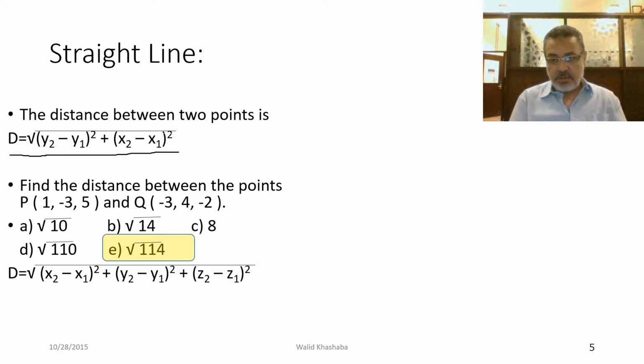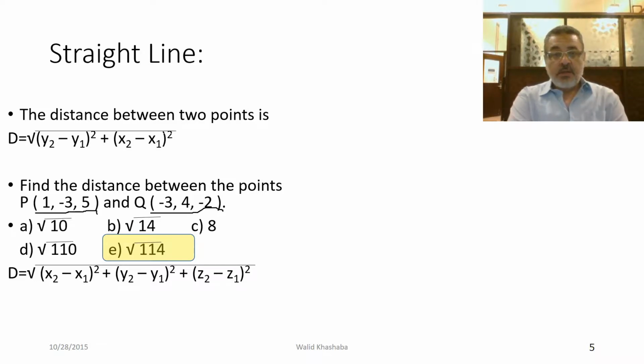Do you remember the Pythagorean theorem? It's the same. But if you are dealing with two points in 3 dimensions, like this example, the example here is the distance between point P and point Q. As you can see, both of them contain 3 components.